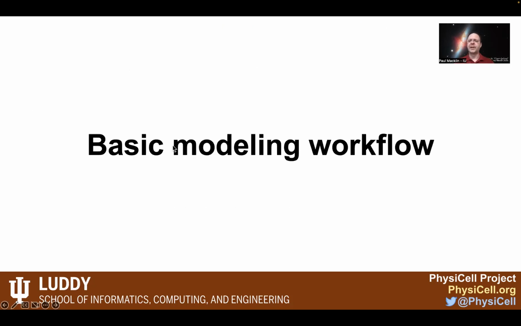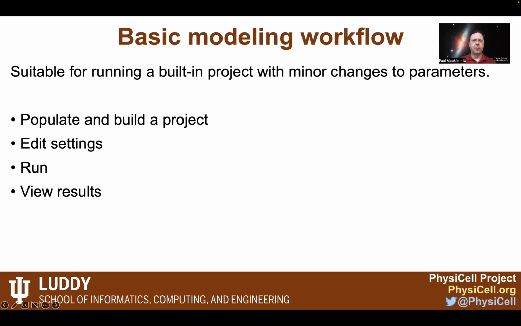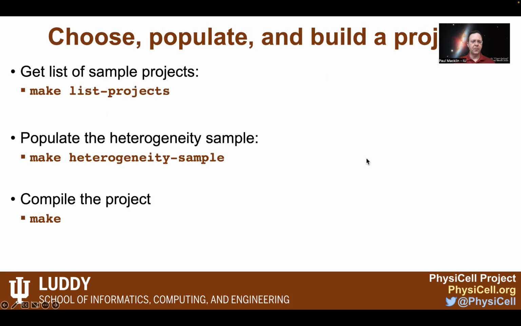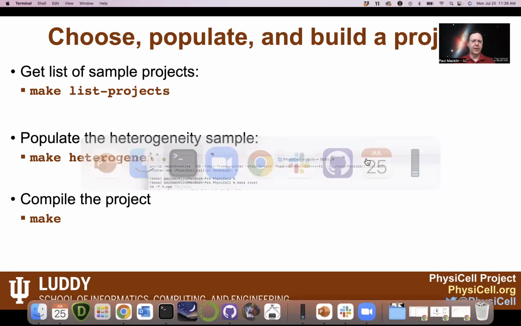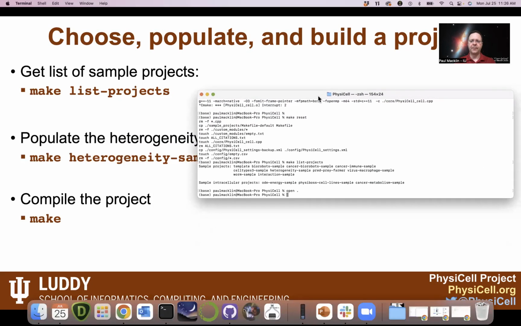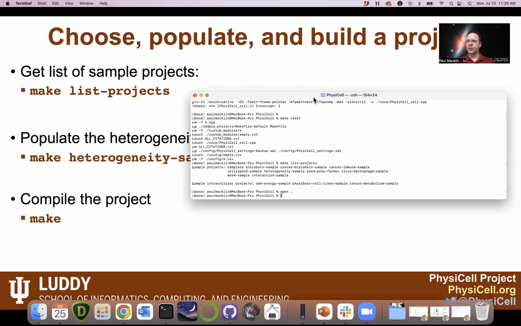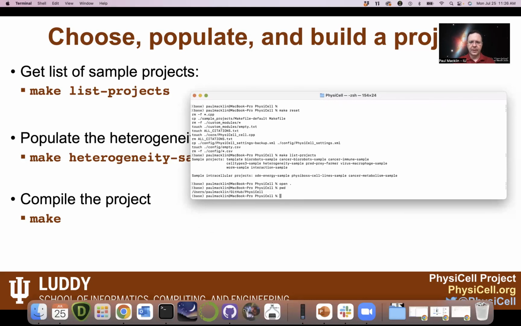So let's look at this basic workflow. What we're going to do today is take a built-in project and make some minor changes to parameters. We're going to populate and build a project, edit the settings, run, and then view the results. Just like we showed you a moment ago, I'm going to open up a terminal window in my PhysiCell directory. My PhysiCell directory is just in GitHub, so you can see I'm in my home directory, GitHub, PhysiCell. This works on Windows too, by the way.